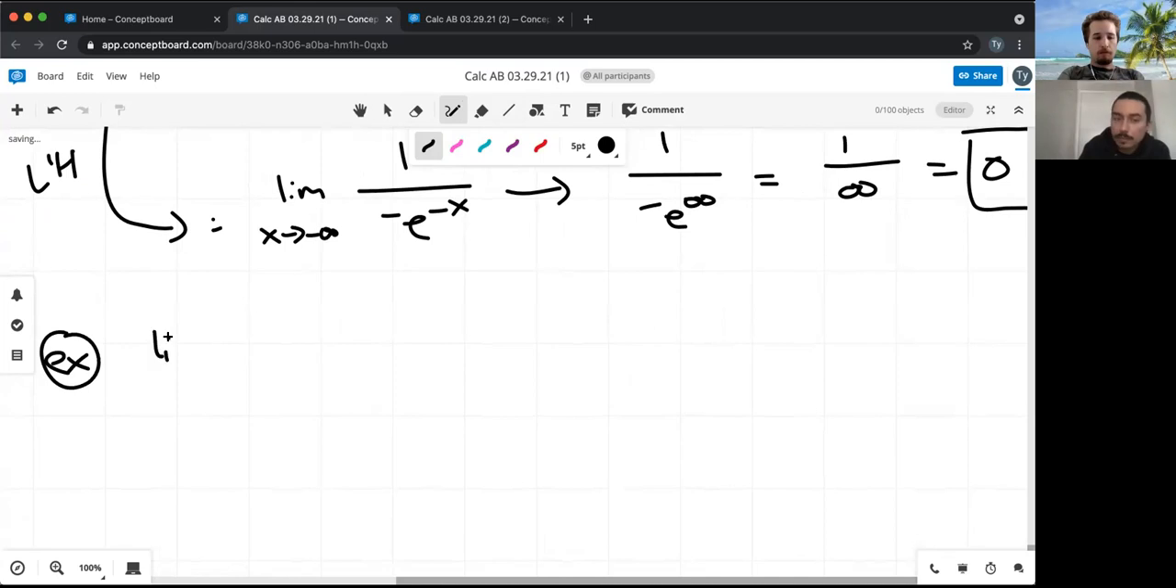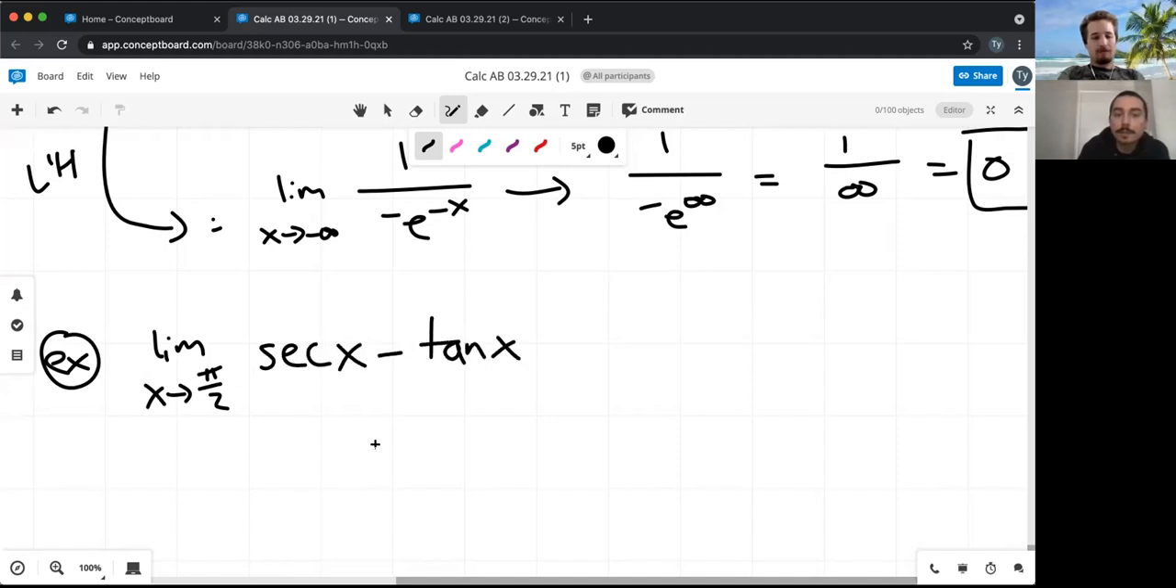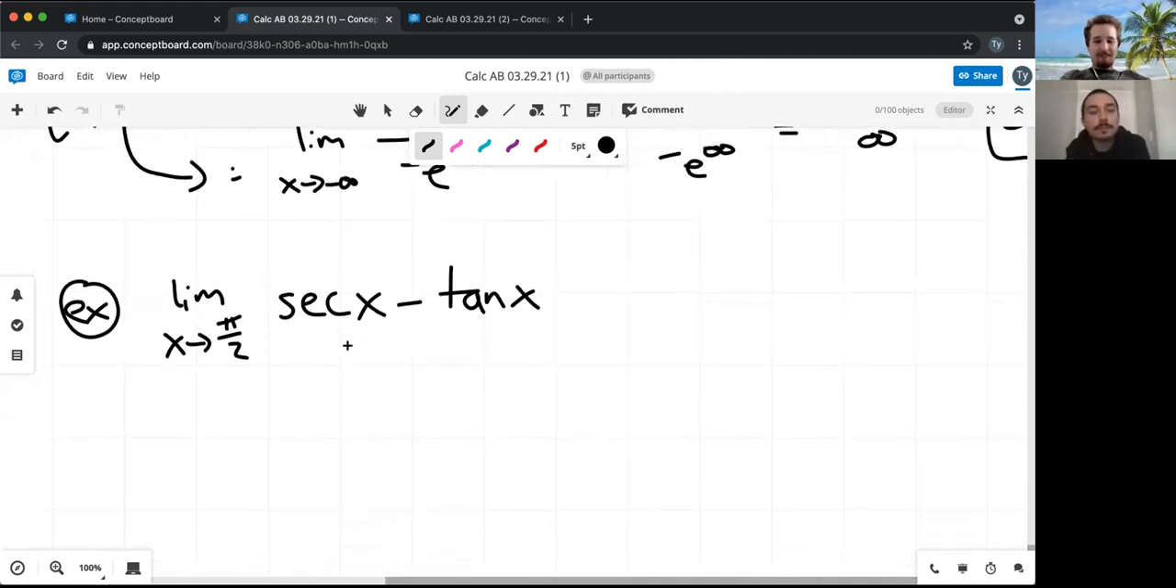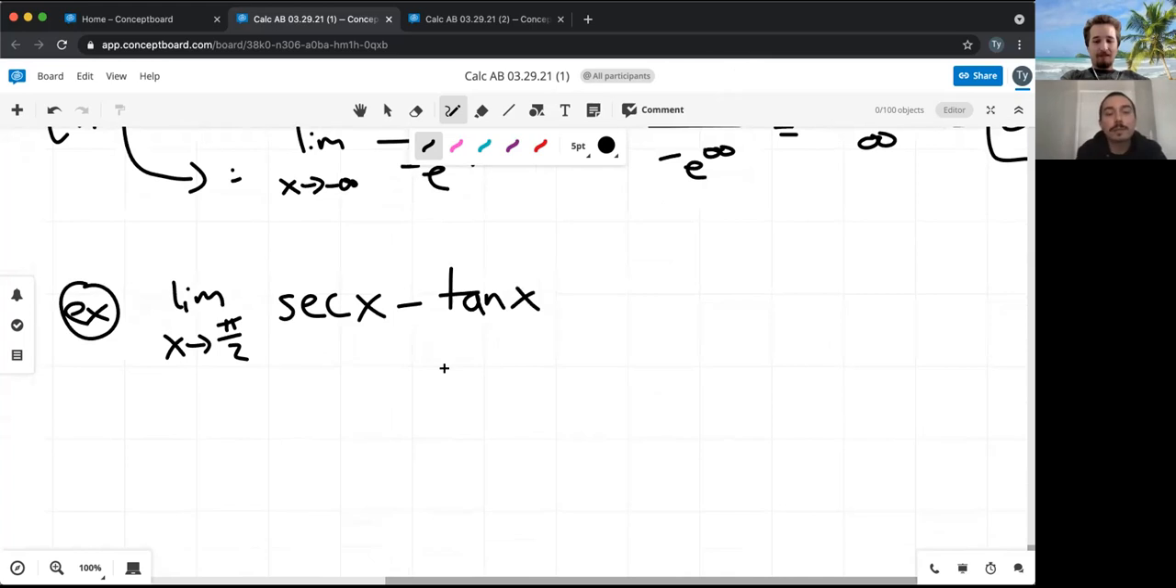So let's try another one. Let's do the limit as x approaches pi over 2 of secant x minus tangent x. Whoa, yeah, these are 2 trig functions we are not used to using, or at least I'll speak for myself. I don't like secant. I don't even really like tangent. I like sine and cosine, keep it simple.